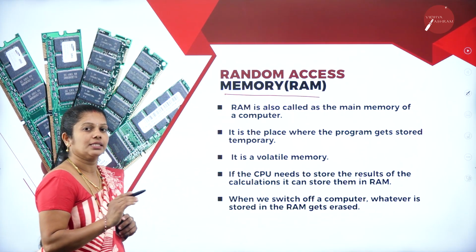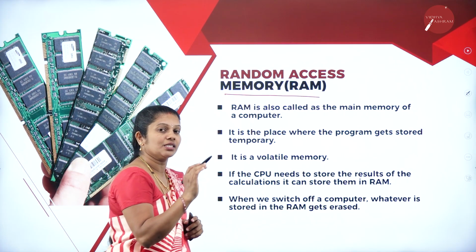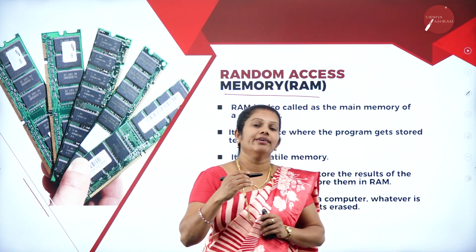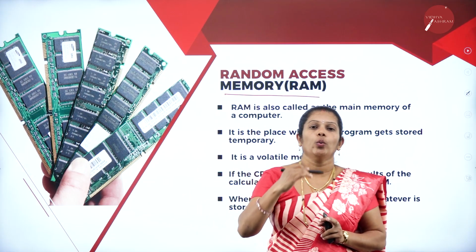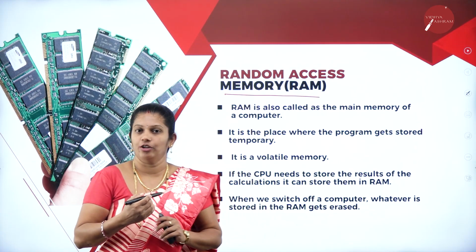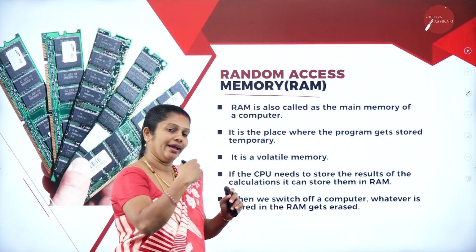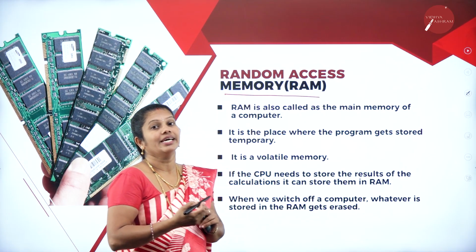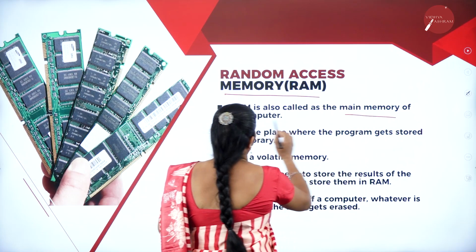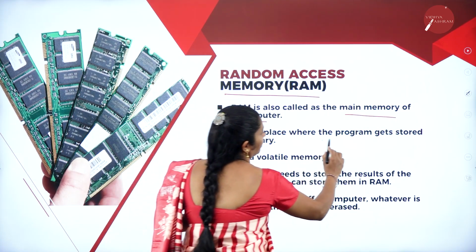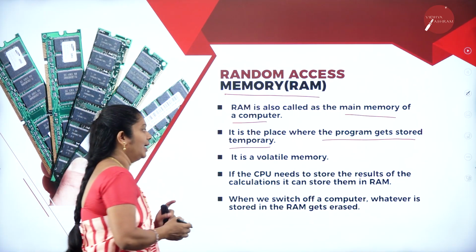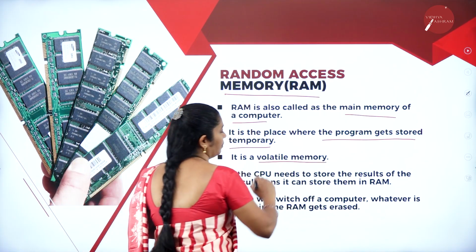What do you mean by this random access memory? In this, whatever data we want, we can write on that, and however many times I want, I can also read it. How many times I want, I can write on that as well as read on that. Random access memory is the main memory of a computer. It is a place where programs get stored. Temporarily, it stores the data, and it is a volatile memory.